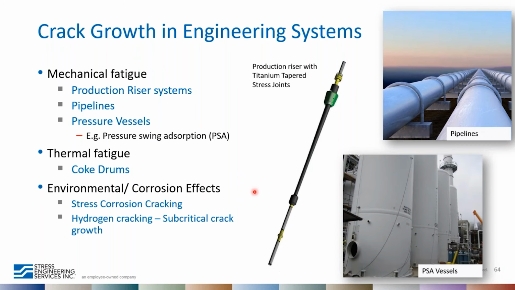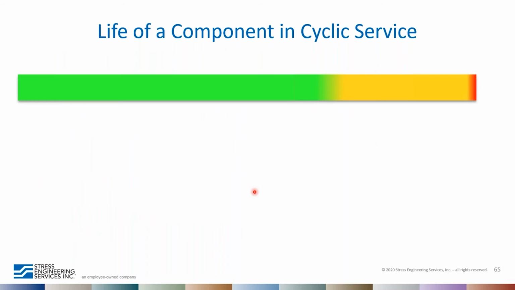Other reasons for crack growth include environmental reasons such as stress corrosion cracking. We have hydrogen cracking and subcritical crack growth. Any of these could lead to crack growth. But in general, we're going to focus on the mechanical reasons for crack growth and fatigue.